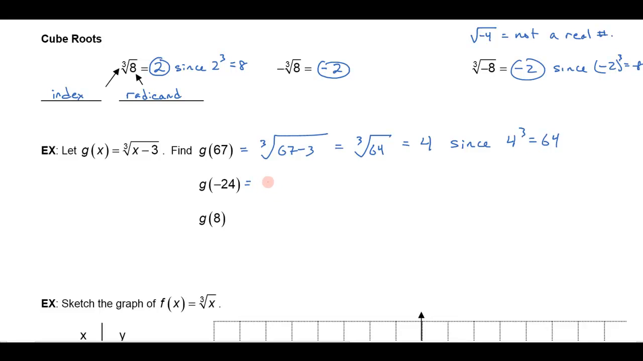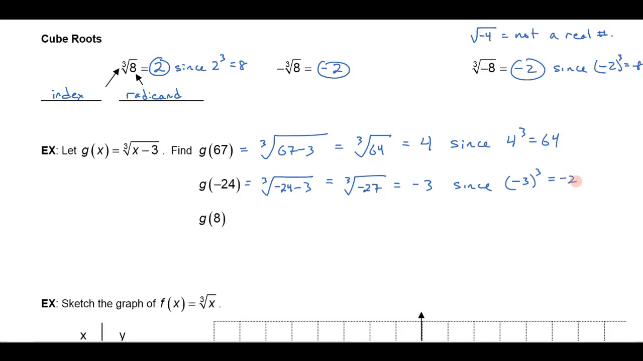G of negative 24, well, that would be the cube root of negative 24 minus 3. That's the cube root of negative 27. Now I can take cube roots of negative numbers. If this had been the square root of negative 27, that wouldn't be a real number. But the cube root of negative 27 is going to be negative 3, since negative 3, the whole quantity cubed, is negative 27.